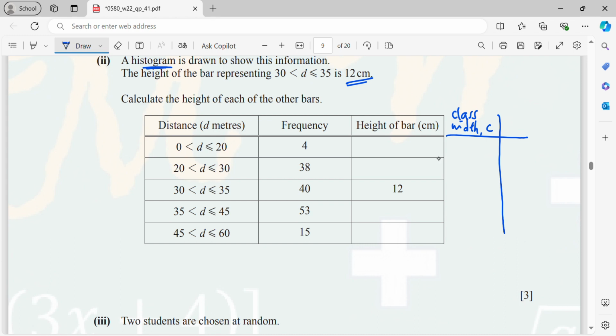Okay, so now for the class width, we need to use the upper class boundary minus lower class boundary. So now the boundary will be the average of these two limits. Since they are the same, I will say that 20 is also the upper boundary of the first class. So now my C is basically just 20 minus 0, because the boundary will be the same, which is 20 here.